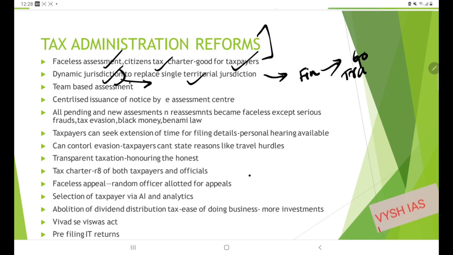Okay. And rather than a single person, we are having a team based assessment, so that there will be no issues of nepotism or personal vengeance being brought to the person who is subjected to the assessment. Then centralized issue of notice by the e-assessment center. These are all the reforms which are needed in the tax administration, or need to be brought in. Okay. Then all pending and new assessments and reassessments can become faceless except serious frauds, tax evasion, etc. So except these serious frauds.